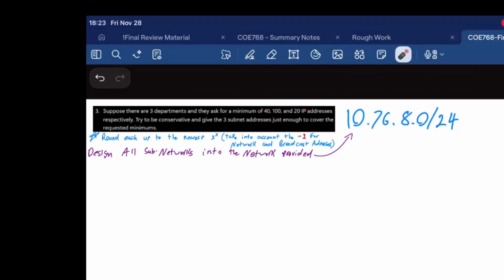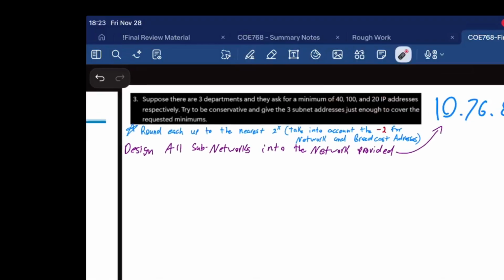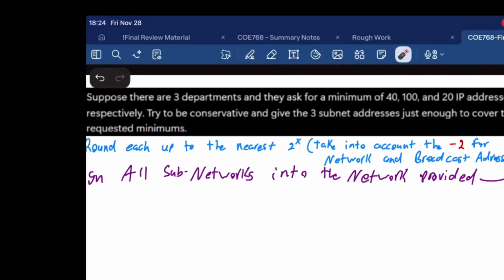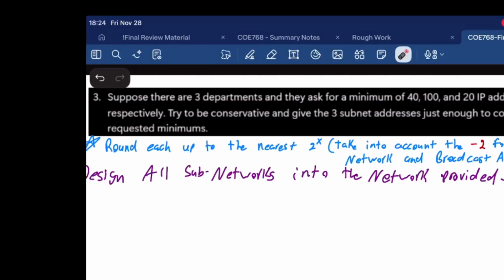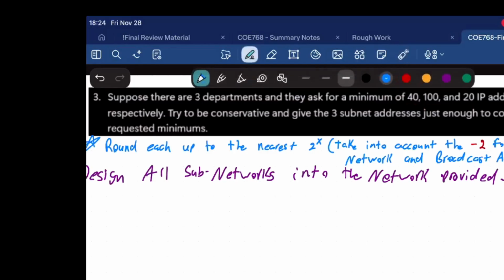The first thing I like to do, as I have put a little note here, is to round each of these numbers up to the nearest 2 to the power of x. Starting from the top, we have 40. When you round up, past 32, we get 64, which is 2 to the power of 6.